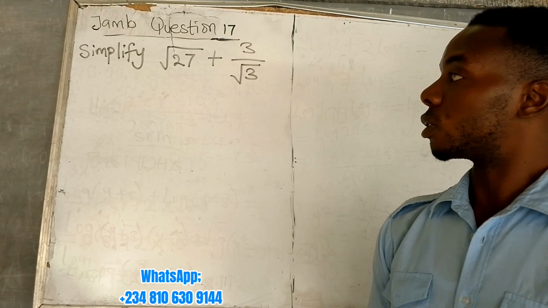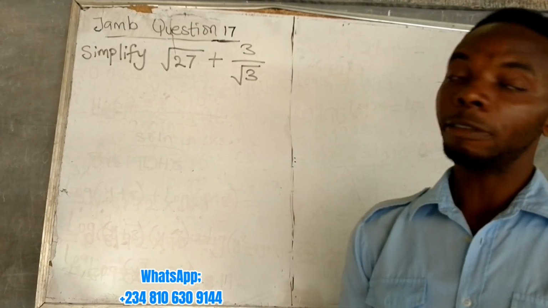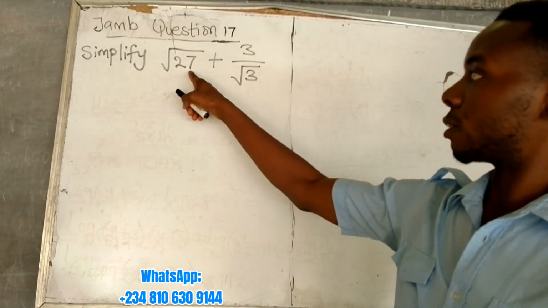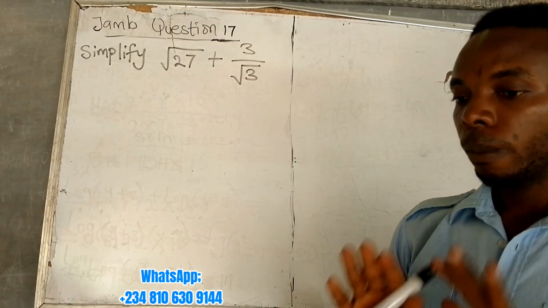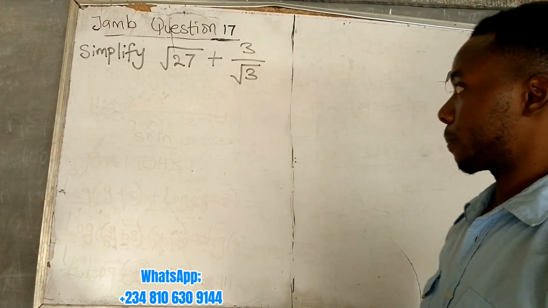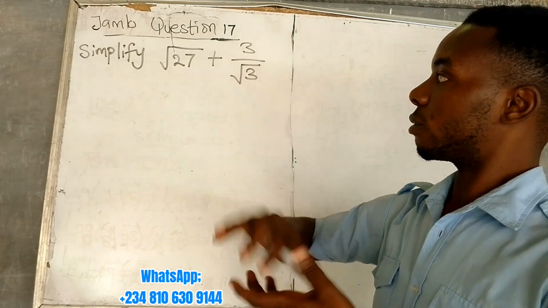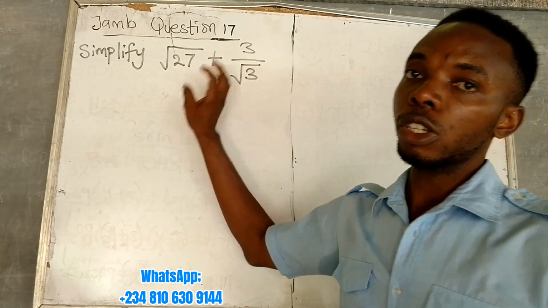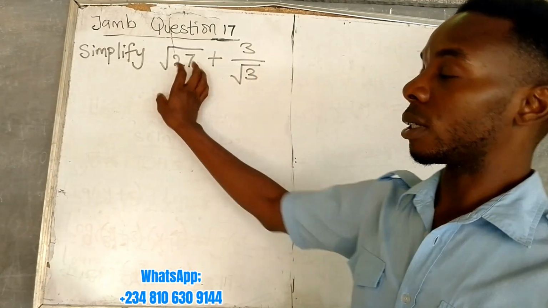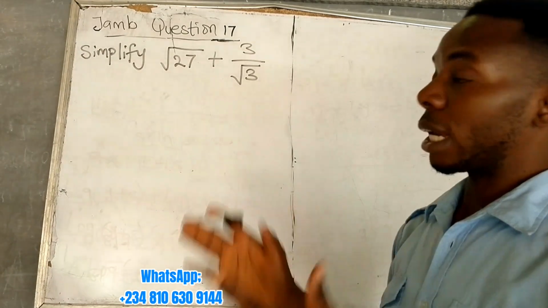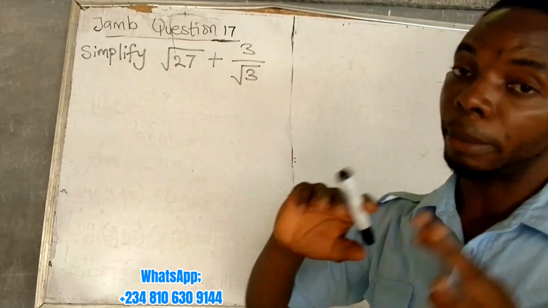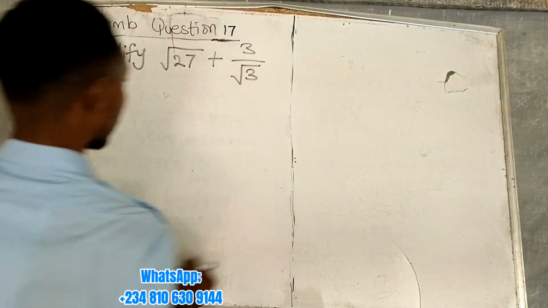Now, in this question, you were told to simplify root 27 plus 3 over root 3. This is a question on surds. If you want to solve this so that it will be very easy for you, you need to break it down. That is, solve this one separately and then solve this one separately. Once you get your answer, then you can add both of them. This is addition in the middle. Now, let's get into the solution.